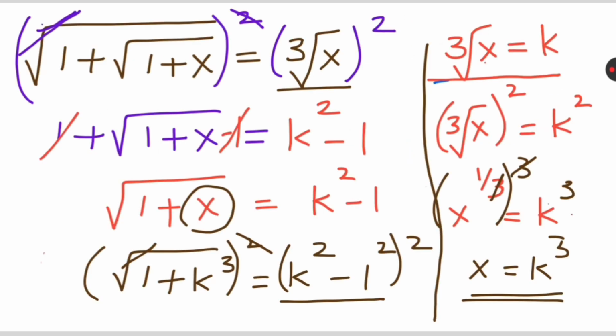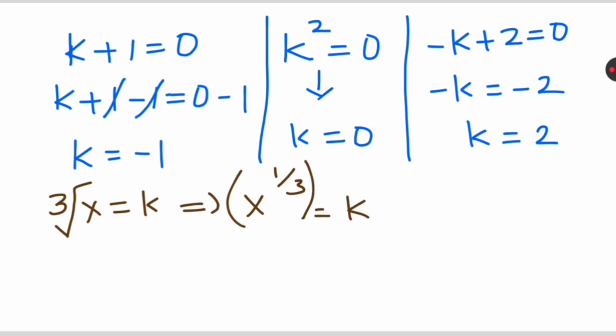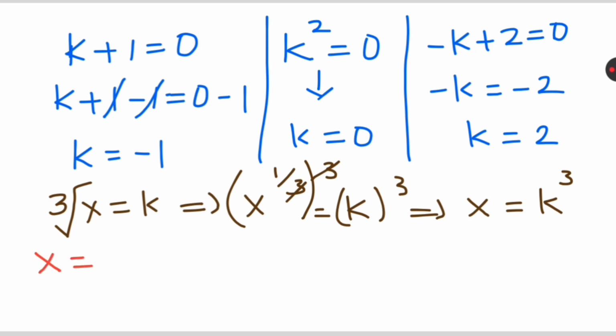We consider the cube root of x as k. So let's take the cube root of x as k. The cube root of x we can write in exponential form as x to the power 1 over 3, which is equal to k. If you raise both sides to the power 3, then we get x. Our goal is to find the x value, so we need to convert in terms of x. So our x is k power 3, so x equals k power 3.